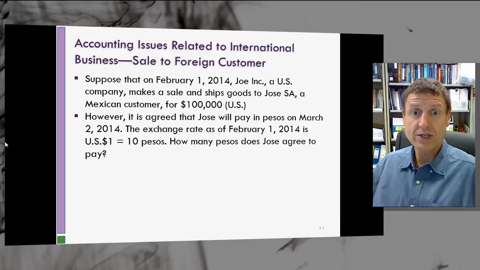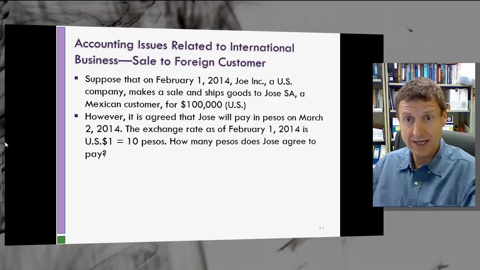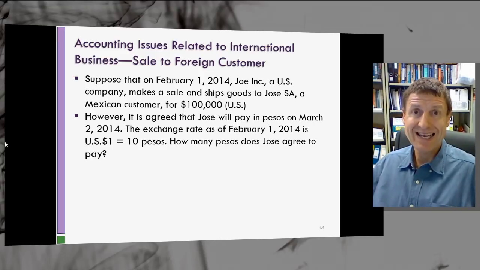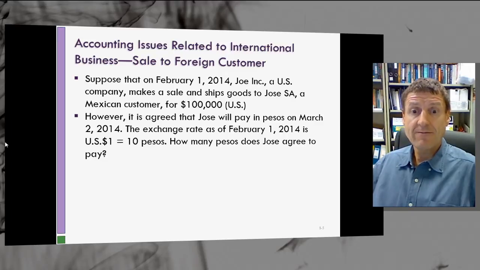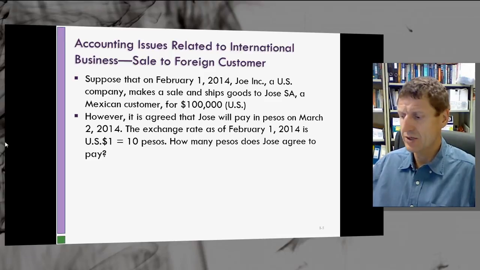On February 1, 2014, Joe Inc., a US company, makes a sale and ships goods to Joe's SA, Joe's South Africa. It's a Mexican customer, all right? So the goods are shipped to a Mexican customer for $100,000. However, it's agreed that Joe's will pay in pesos on March 2, 2014. So that's February, March. So actually that is all of February, that is 1 month, right? 31 days. The exchange rate as of February 1, 2014 is 1 to 10. How many pesos does Joe's agree to pay?